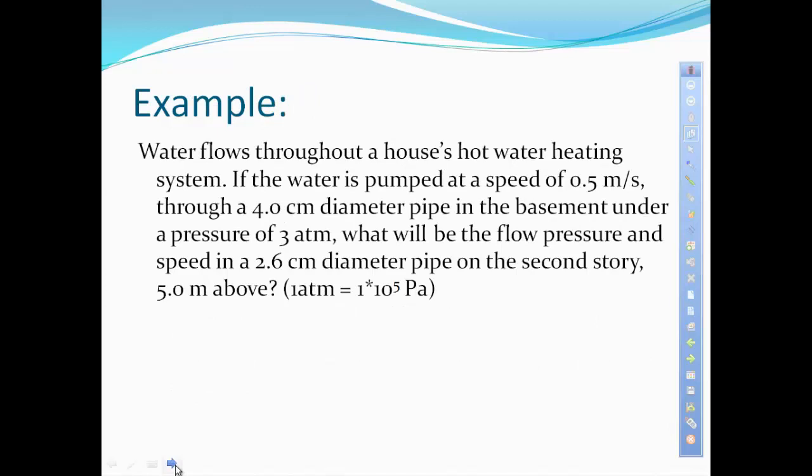So let's do a couple of examples. I'll give you guys a second to look this one over, and then we will work it through. It's basically saying that you're going to pump water at a particular speed through a pipe, and then we want to know the pressure and the speed of the water in a pipe on the second story. So pause it if you need to write down all the variables and read through the problem.